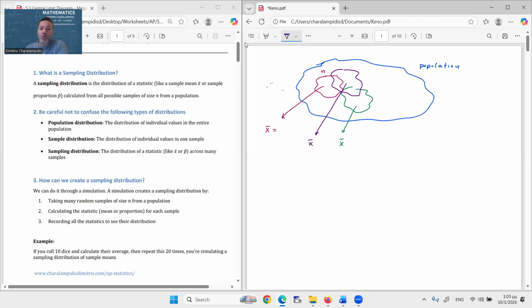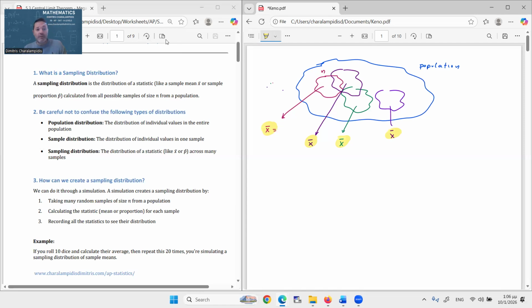For all different samples of the same size n, I am still calculating the mean. Then I'm plotting these values found. And the graph created by these values, by the means of each one of these samples, is called the sampling distribution of the mean.